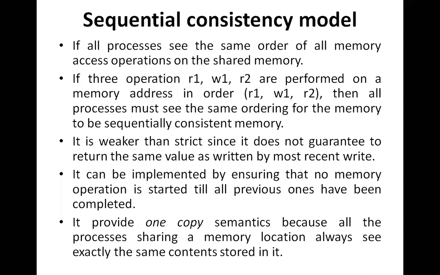Any one of these orderings of these 3 operations, reading, writing, and reading, is acceptable, provided all the processes see the same ordering. If any one process sees one ordering of the 3 operations and another process sees a different one, then the memory is not sequentially consistent. So every node, every process has to see the same ordering as far as the 3 operations are concerned.